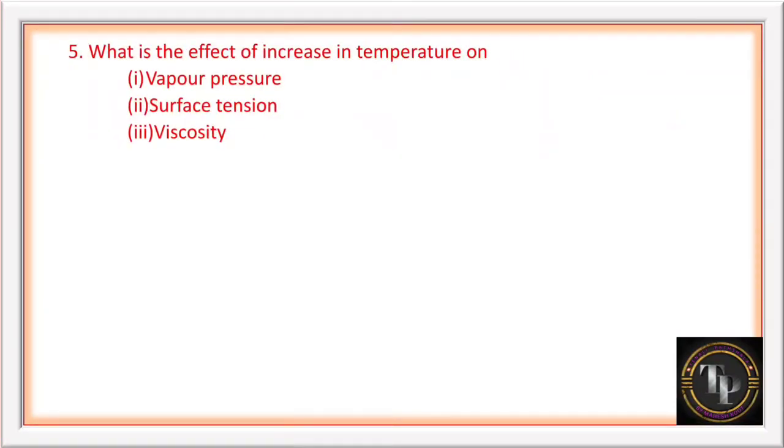What is the effect of increase in temperature on vapor pressure, surface tension, viscosity? If you increase the temperature, what happens to vapor pressure? Vapor pressure will increase. If you increase the temperature, what happens to surface tension? Surface tension will decrease. If you increase the temperature, what happens to viscosity? Viscosity decreases.